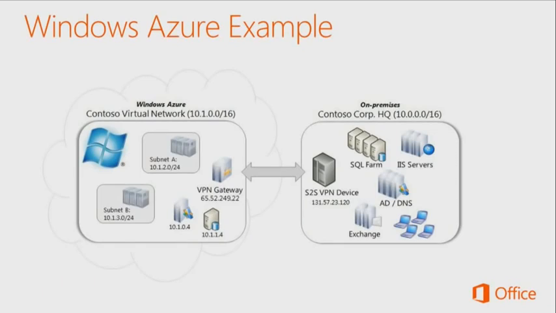Yep. So here's an example. We have on-premise, we have our SQL farm, maybe we have some IIS servers, AD, DNS, Exchange, and a VPN device that connects to a VPN gateway in Azure. We get a couple of subnets in Azure with our different availability groups, and they provide the authentication for Office 365.